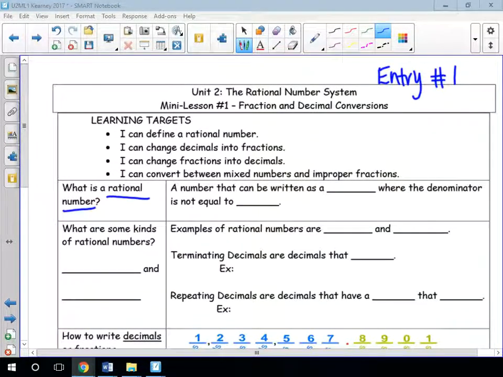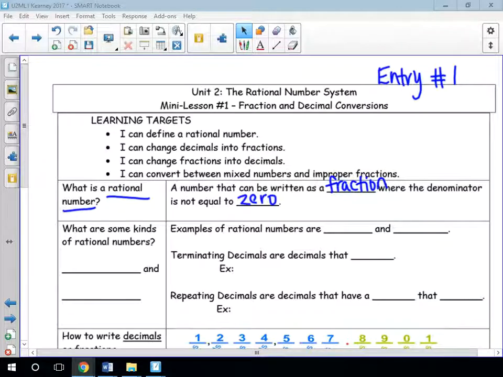A rational number is a number that can be written as a fraction where the denominator is not equal to 0, okay? So a rational number is any number that can be written as a fraction. If you can take a number and write it as a fraction, then it is rational.